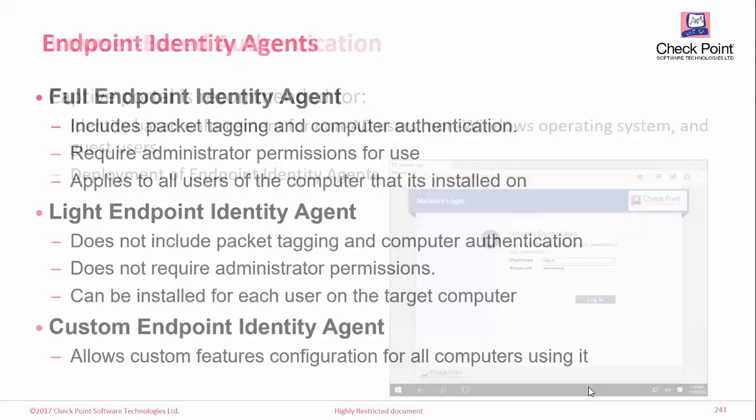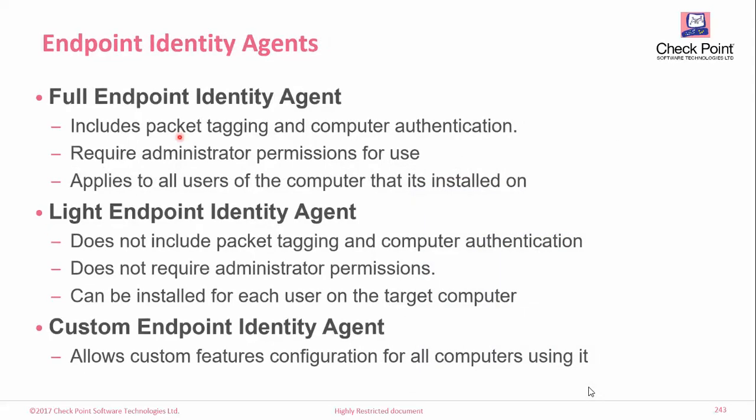There are 3 different types of endpoint identity agent. The full endpoint identity agent includes packet tagging. It does require administrator permissions for use. This packet tagging is a way of marking your packets with an identifier. So as it gets to the gateway, anti-spoofing is not going to kick in. It prevents spoofing from that connection and passing through the gateway.